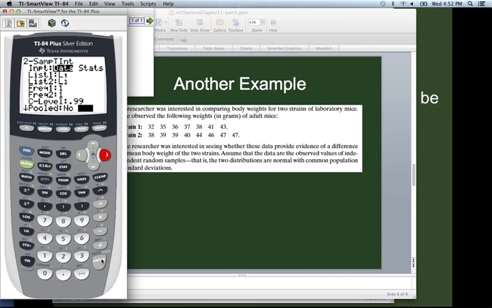Confidence level. Let's do this at 95%. Again, we can choose whatever confidence level we wish. Pool standard deviation. The answer here is yes, because we're told in the problem that the two distributions are normal and they have common population standard deviations. That means pooling is legitimate. I'm going to calculate the interval, and what we end up with is the following confidence interval. So we're going to estimate the mean difference in the body weights to be somewhere between negative 9.32 and negative 0.8227.